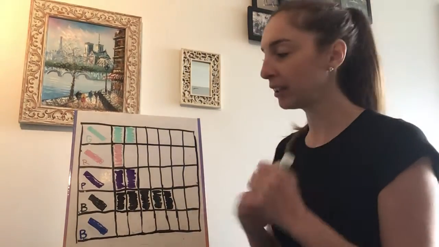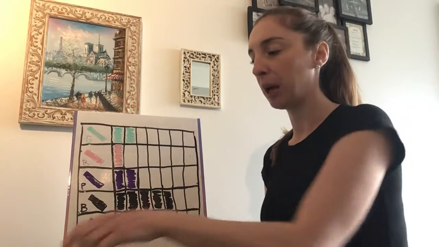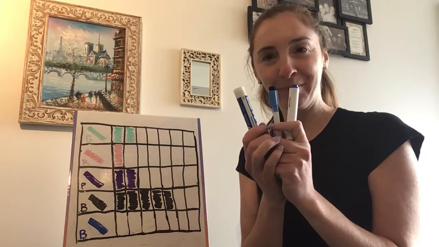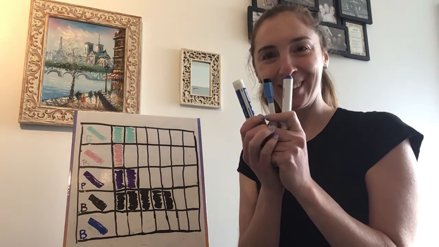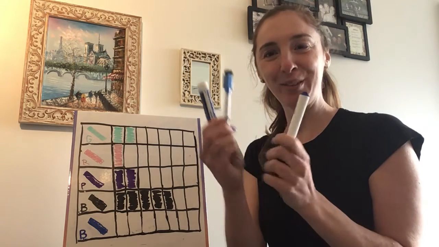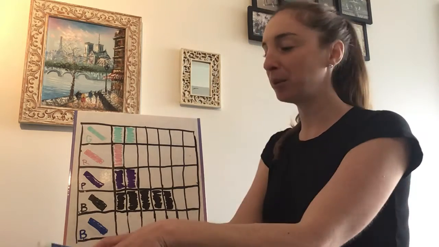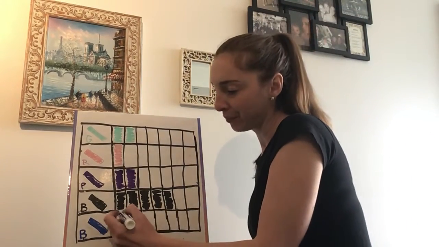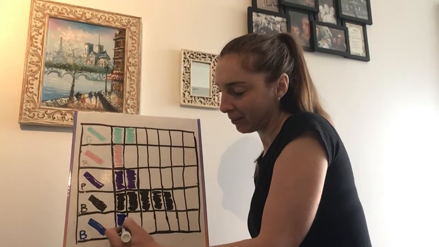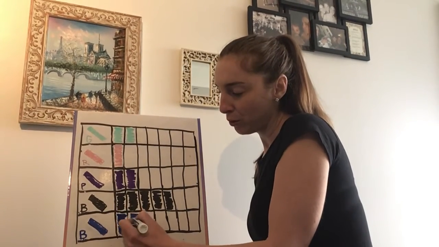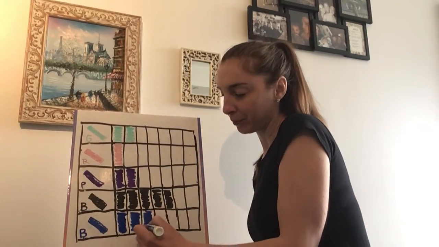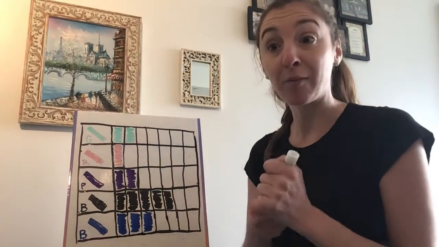Okay, and I have 1 color left. My last color is blue. Can you tell me how many blue markers I have? 1, 2, 3. 3 blue markers, so I'm going to color in 3 blue boxes. 1, 2, 3. So now I have my graph all filled in.